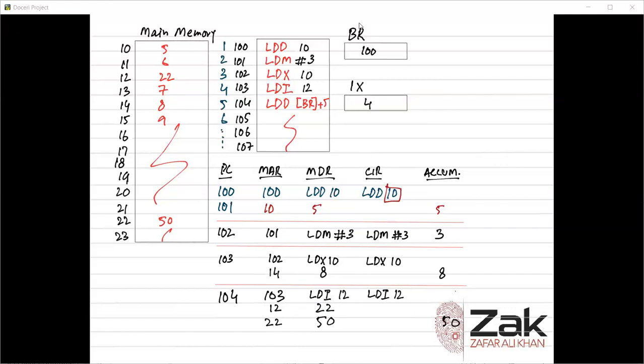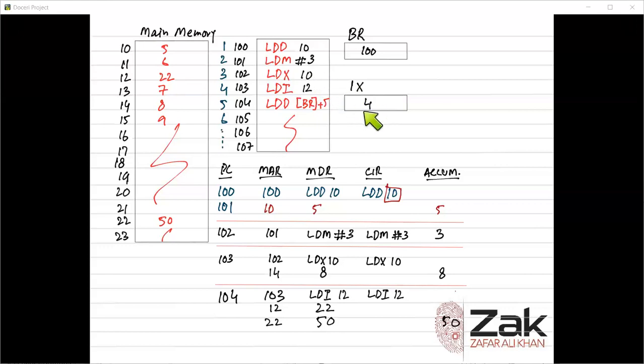Sir, why does 102 have the data of 14? Shouldn't it be 10? But if 102 is LDX, indexed addressing. Indexed addressing means that this address will be added to the offset in the index register. So this X means the utilization of the index register. So this 10 over here will be added to this 4, will become 14. 10 plus 4, 14. This is base address, this is offset.